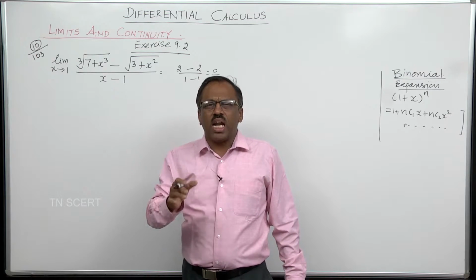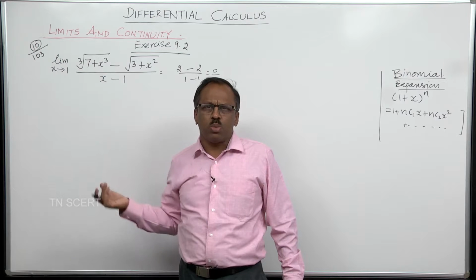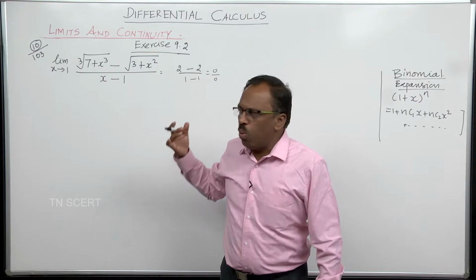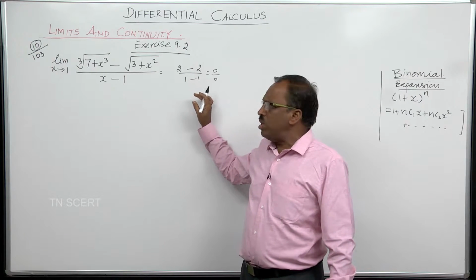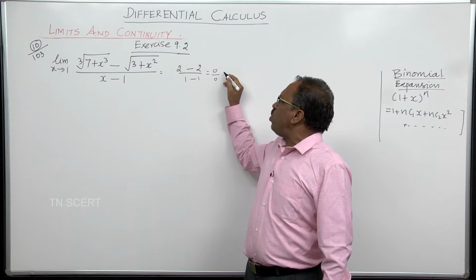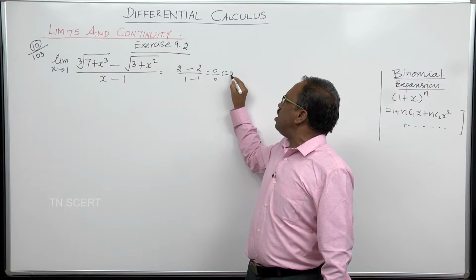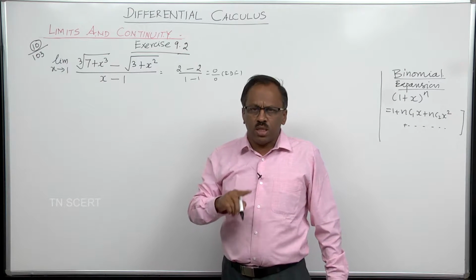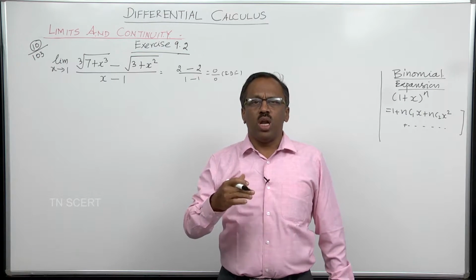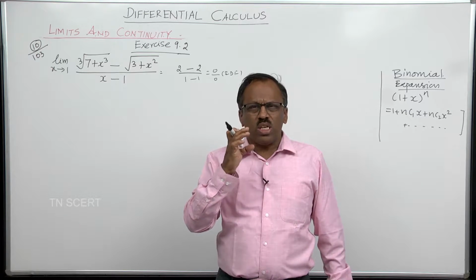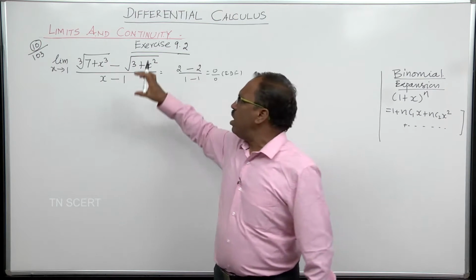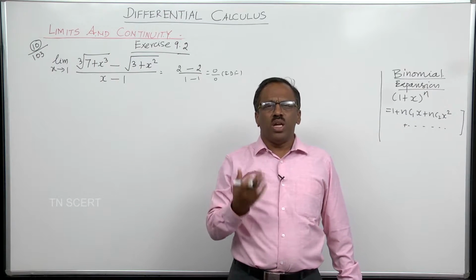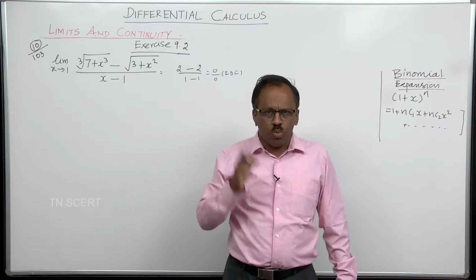By directly applying this limit value to this problem, we do not get a solution. In other words, we are getting IDF, that is indeterminate form. In order to resolve this indeterminate form into a solution, what shall I do? I should make some changes to these expressions. Then I should see whether the limit for this problem is possible or not.